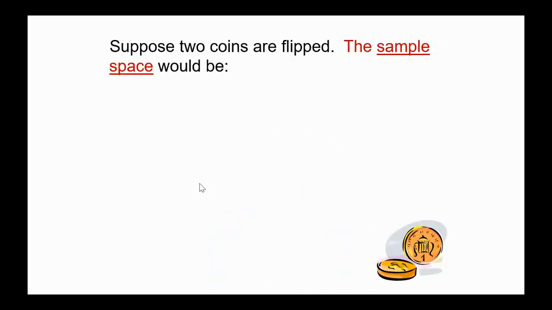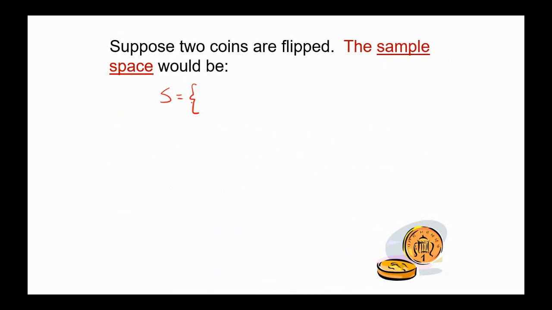Okay, so let's suppose two coins are flipped. What would our sample space be? What can we get? I'm going to flip two quarters. What could happen? Heads or tails for each of them, right? So what would one possible outcome be?